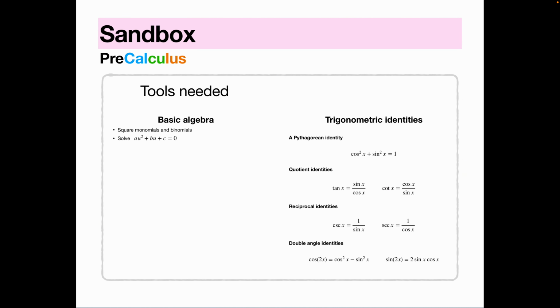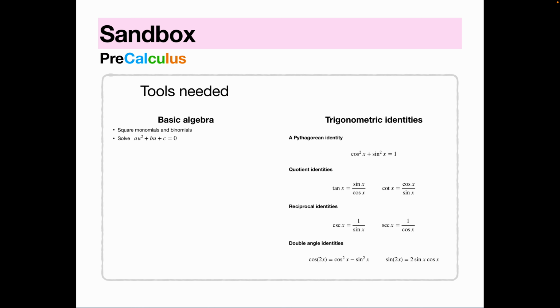As mentioned, this sandbox is a play on algebra and trig. We're looking for them to interact. On the algebra side, we need to be able to square terms. The terms are either going to be a single term or 2 terms, binomials. And then also, you'll want to be able to solve quadratic equations.